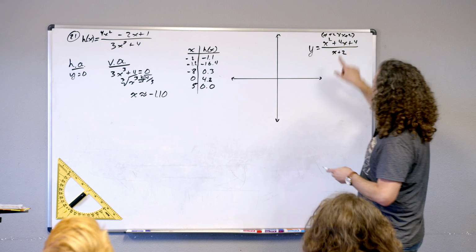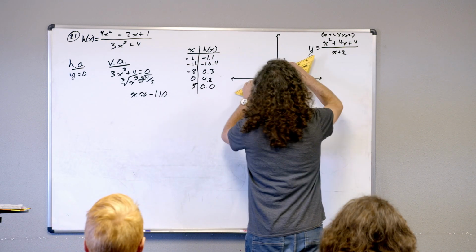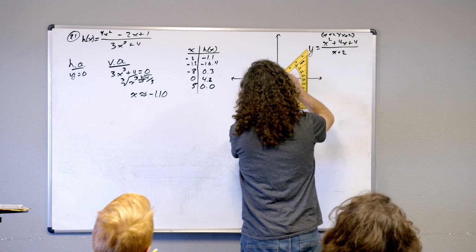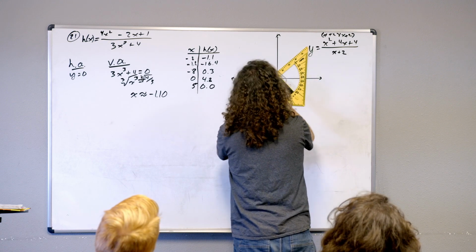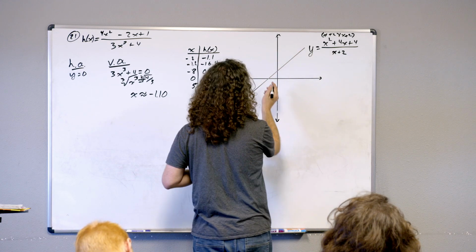This particular graph would look like this. It would be the line x plus 2 with a hole at -2.